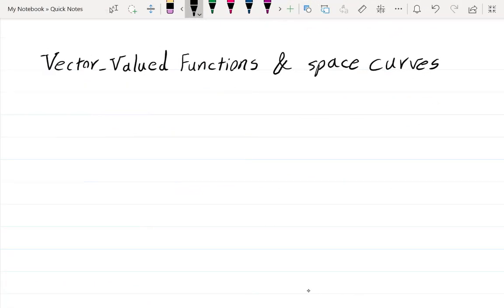Hi everyone. In this section, I'm going to introduce vector-valued functions and space curves. Let's start with the vector-valued functions, or in short, vector functions.